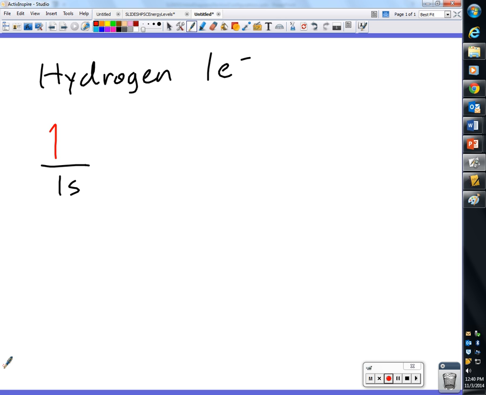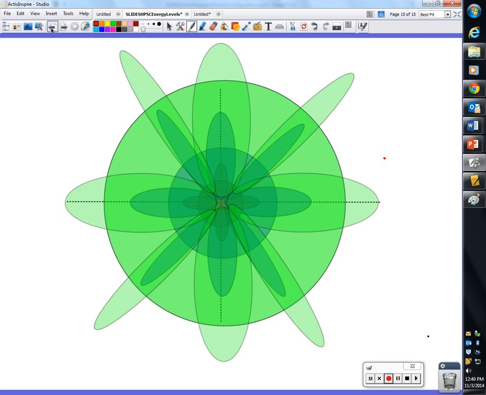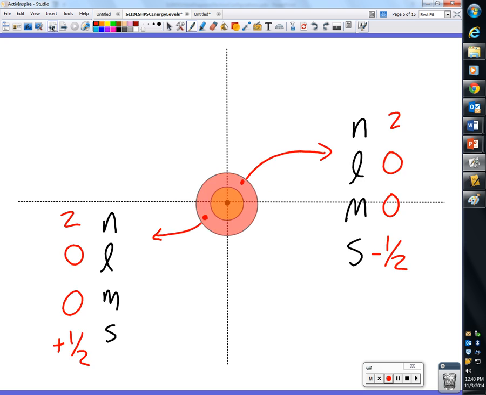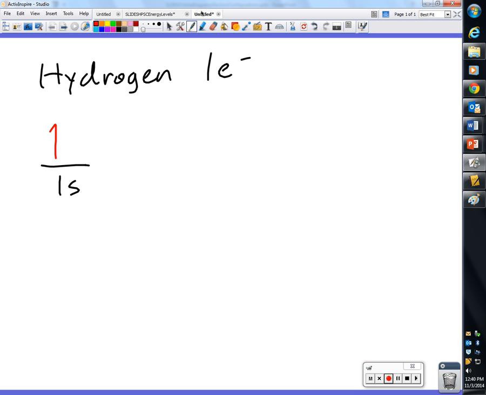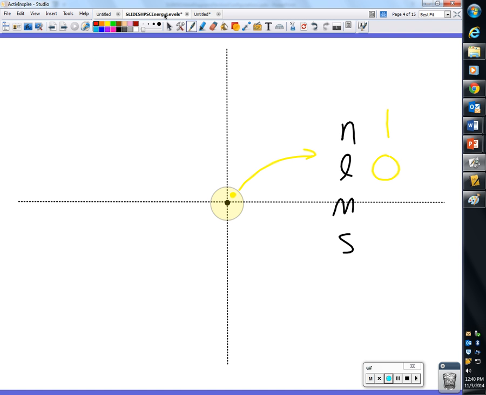This diagram, an orbital diagram, would tell us the same thing as this picture right here, right? This orbital diagram is the same thing as this picture, just a condensed version, okay? Good there? All right.